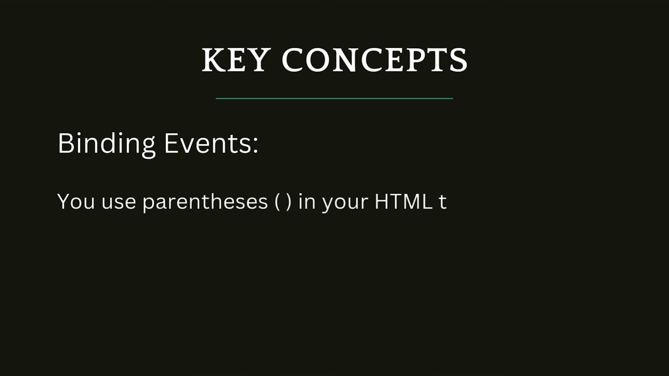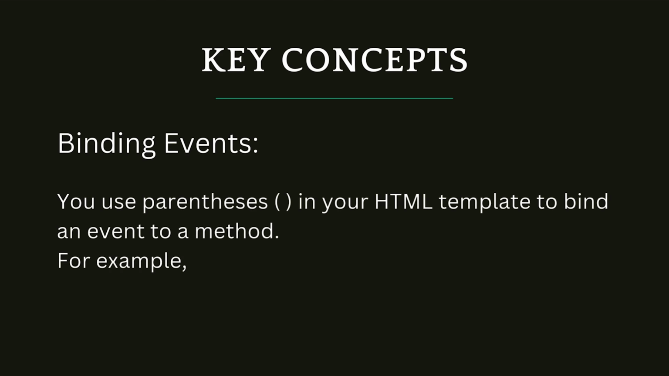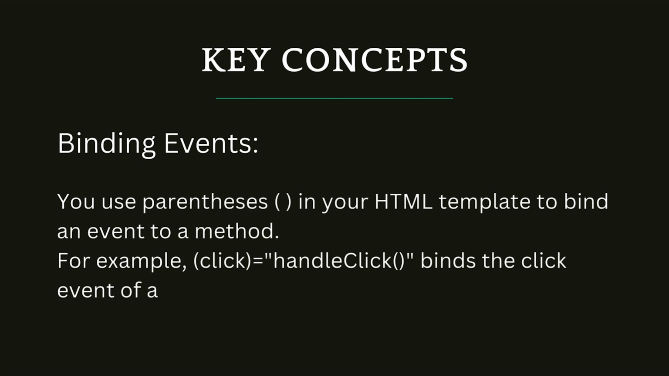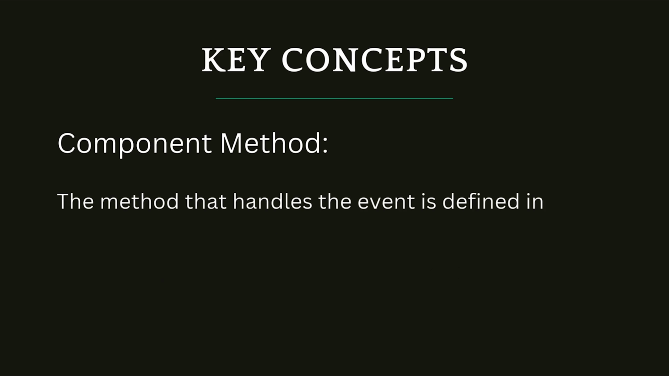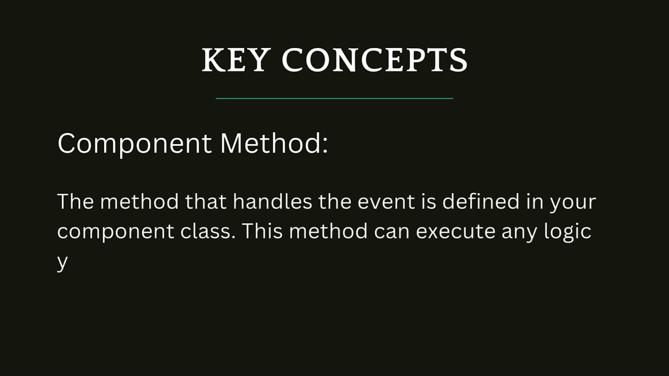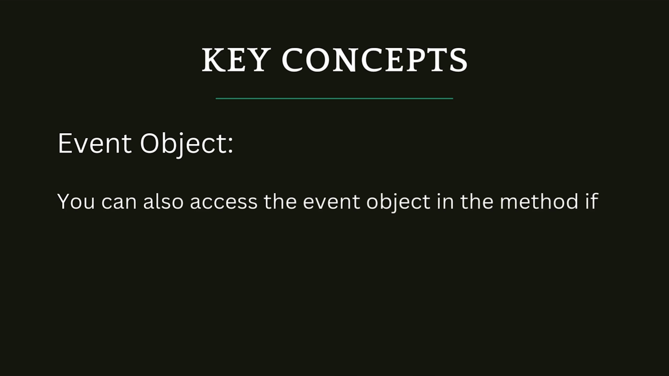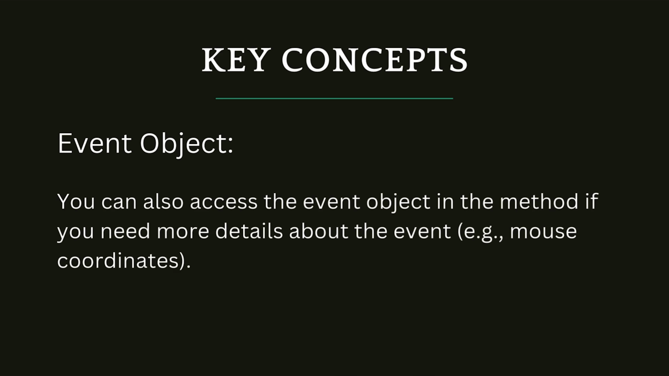Next, we have event binding. Event binding is a powerful feature in Angular that allows you to respond to user actions in your application. By binding events to methods in your component class, you can create interactive and dynamic applications. You use parentheses in your HTML template to bind an event to a method. For example, (click)="handleClick()" binds the click event of a button to the handleClick method in your component. The method that handles the event is defined in your component class. This method can execute any logic you want when the event occurs. You can also access the event object in the method if you need more details about the event.